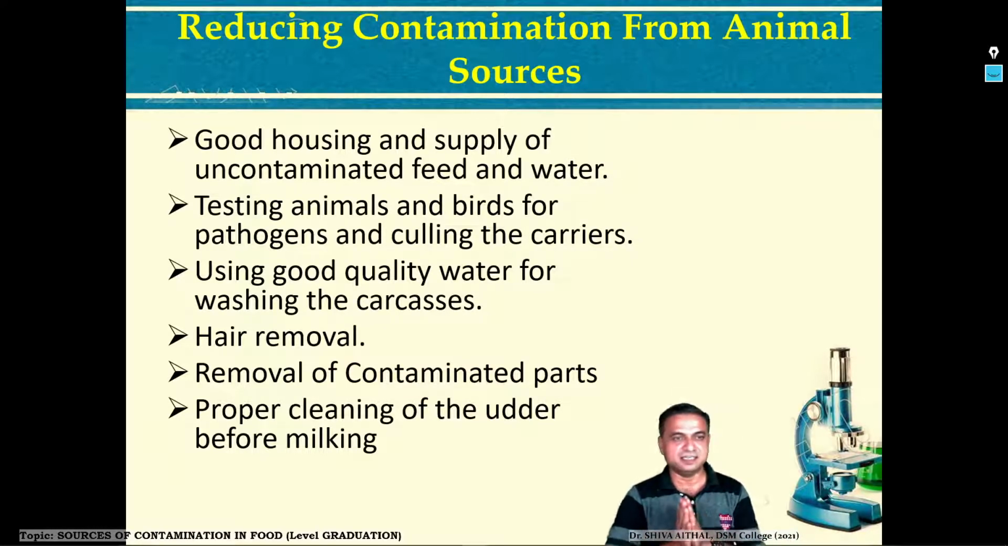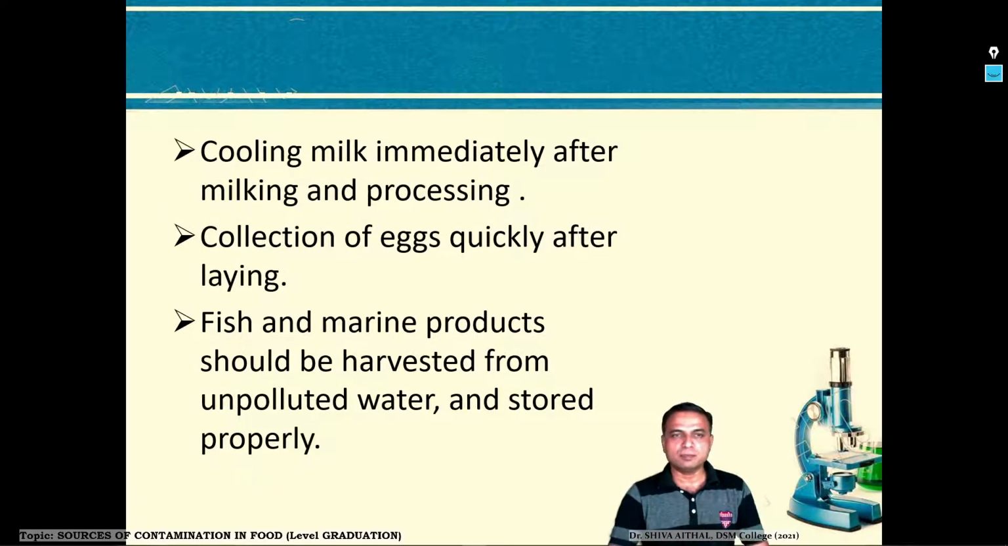Use good quality of water for washing the carcasses, meaning the dead animal. Once it is slaughtered, it is a carcass, so you have to clean it. There will be a lot of bloodshed, and various other organs will spill various different types of toxins and enzymes and body chemicals, hormones, etc. They have to be cleaned and washed off. Hair removal, removal of contaminated parts, proper cleaning of the udder before milking in the case of milk products. These are some of the good manufacturing practices.